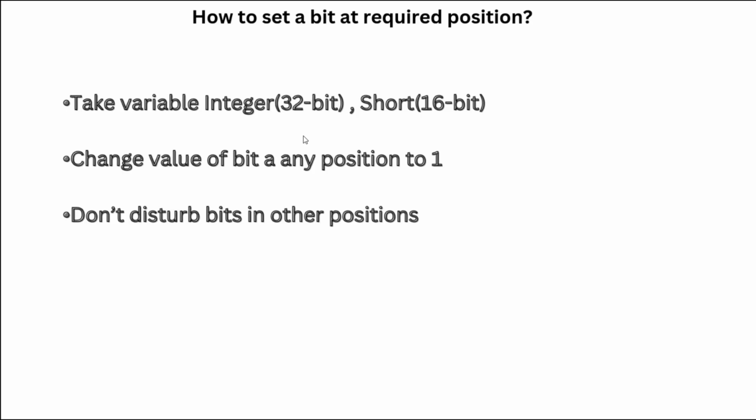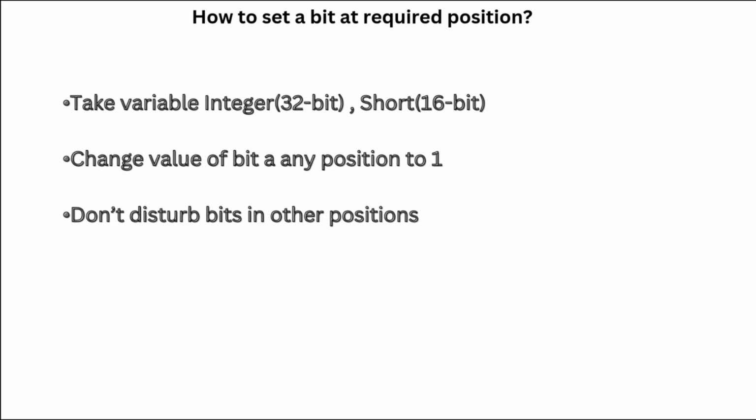If it is 0, you will make it 1. If it is 1, you will leave it as 1 only. But you should not disturb other positions. Only that particular position you have to set to 1, and the remaining bits you should not disturb. So we will see with one example.